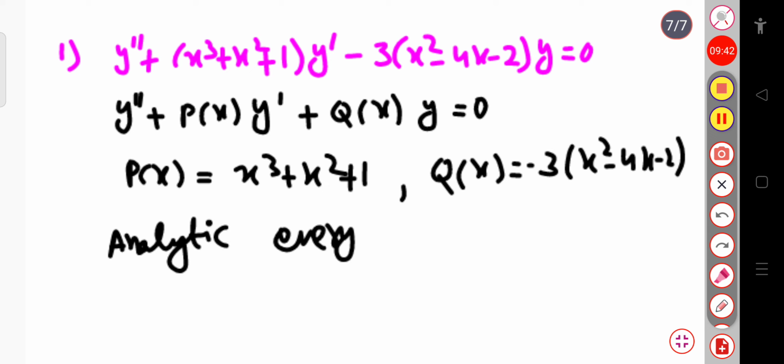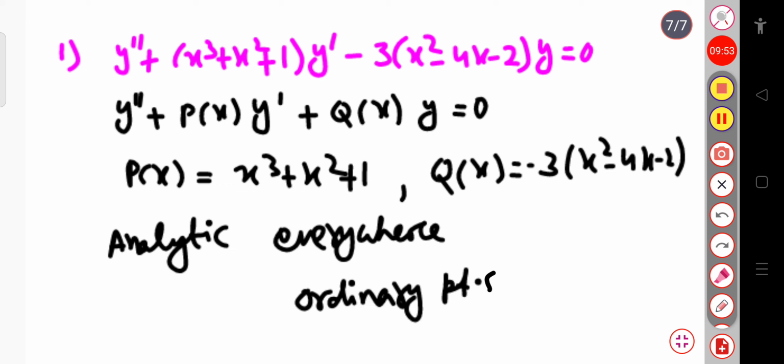It is analytic everywhere, or we can say that every point you will choose. So all the points are ordinary in nature. All the points are your ordinary points. Now the question arises: when is the function not analytic?